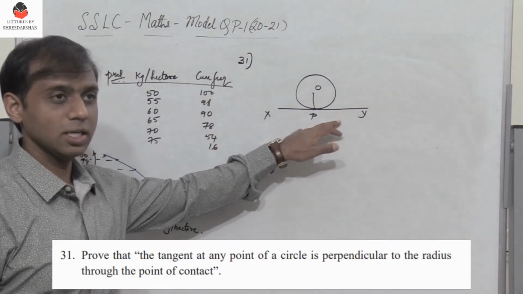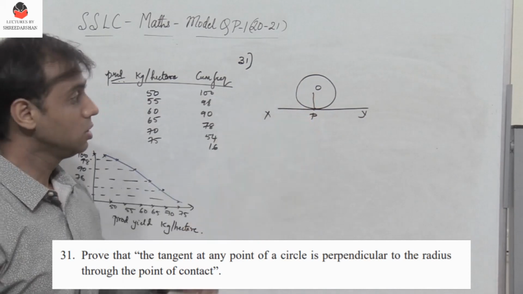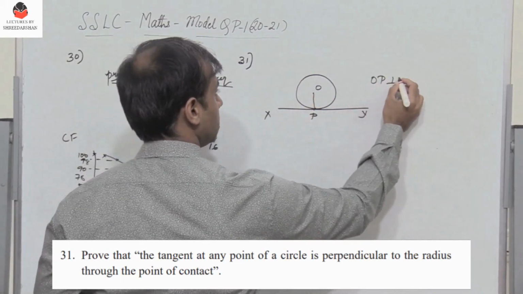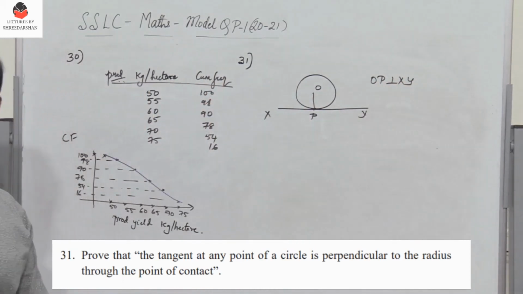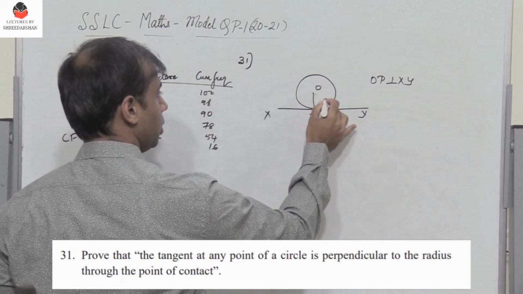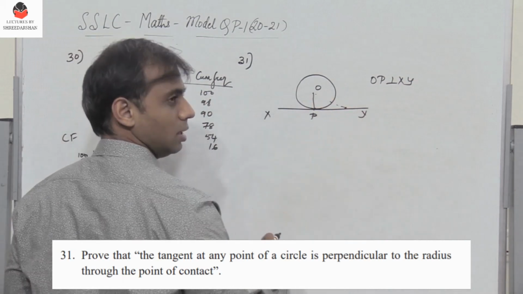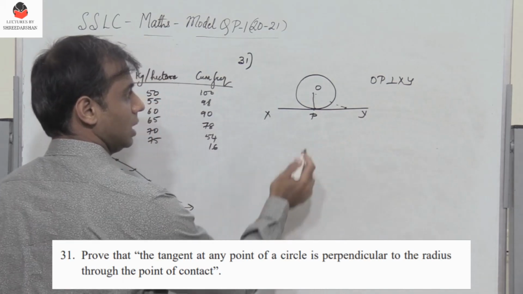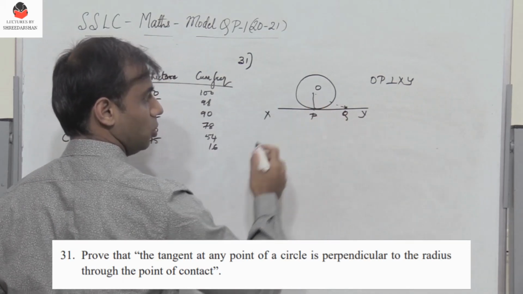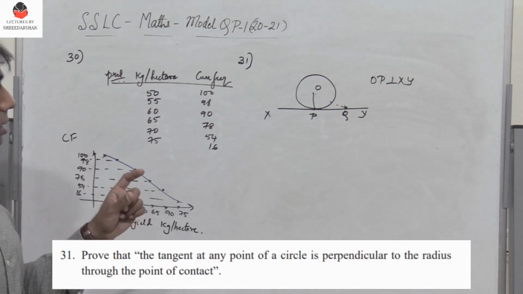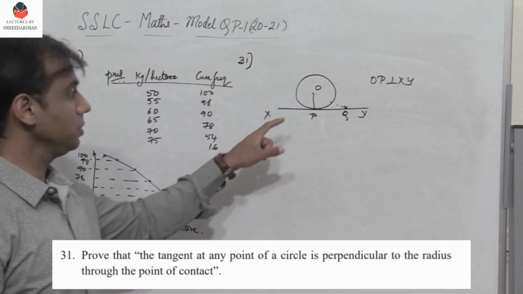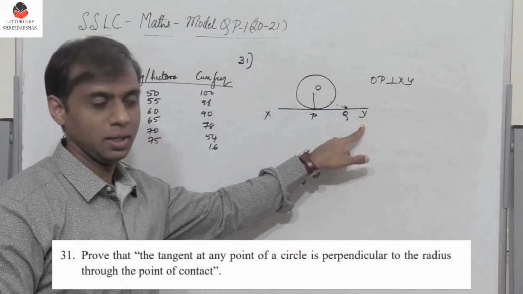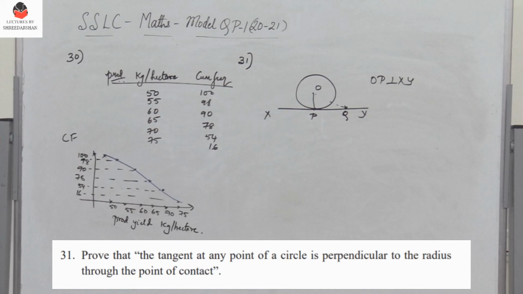So we find that the tangent actually touches the circle at only one point P. So we need to prove that OP is perpendicular to xy. Right? So I hope you can do the proof. The proof is in the textbook. By considering any point outside the circle on the line xy, we find that the line OQ is always greater than OP. So OP is the line of minimum distance from the center of the circle to the line xy. So this proves that the tangent at any point of a circle is always perpendicular to the radius through the point of contact.